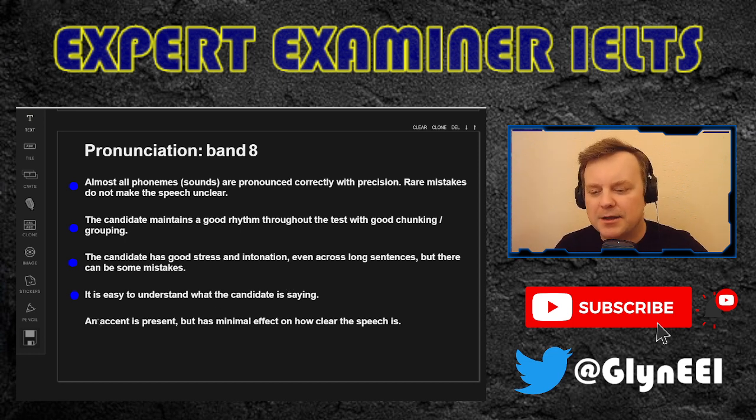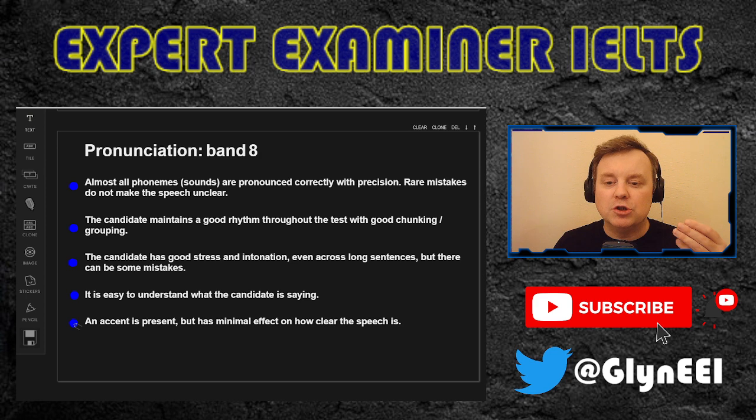Cool. And then finally, an important point to remember that even for C2 users, an accent is still present or can still be present. Getting C2 pronunciation doesn't mean losing your accent. You can have C2 pronunciation with an Indian accent of English, a Russian accent of English, a Chinese accent of English, a Spanish accent of English. You can still have your accent. You do not have to give up your accent. But the important thing is that accent doesn't affect how clear the speech is.